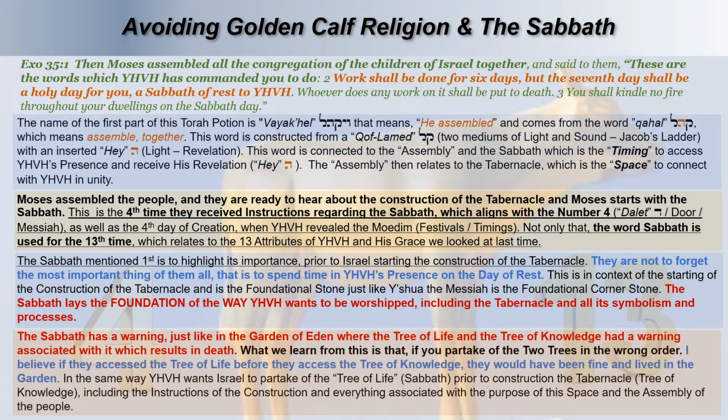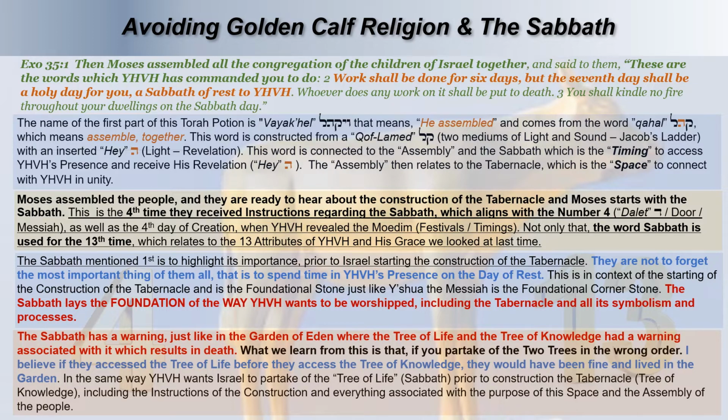Now when we look at the word Vayak'hel, it means he assembled. It comes from the word kahal, made up of the letters kuf, hey, lamed. That means to assemble or together, and that's also the base of the word kehila, which means tent of meeting, assembly, or church. What we note there is the kuf lamed that we found previously, which is kol and kal, two words that mean voice and light, which are the two mediums through which Yahweh interacts with us. That's also the symbolism of Jacob's ladder.